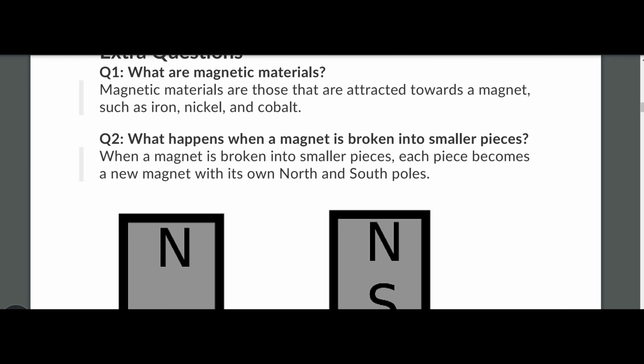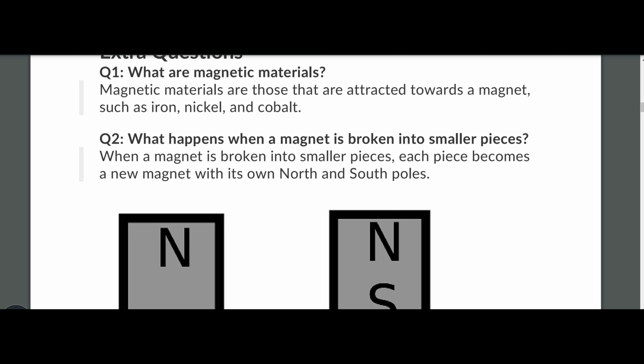Now you see here, what are magnetic materials? Magnetic materials are those that are attracted towards a magnet, such as iron, nickel, and cobalt. Okay, when you take iron, nickel and cobalt nearer to any magnet, these materials are attracted by your bar magnet or any shape of magnet, right?